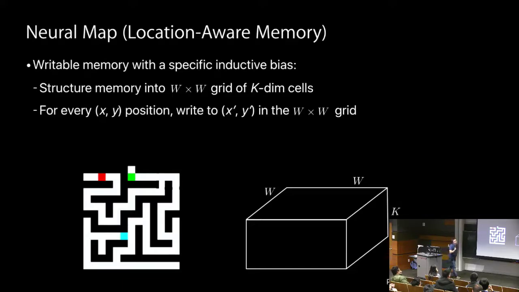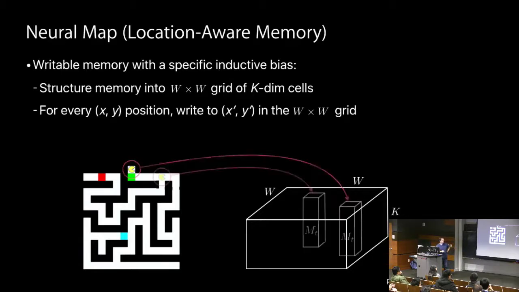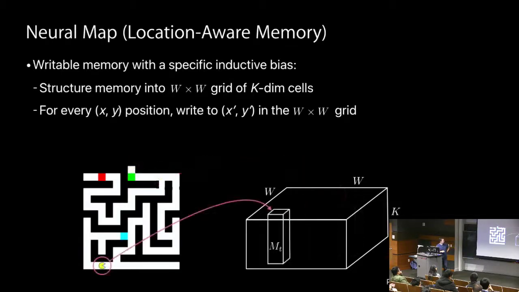So here you're making one fundamental assumption, which is you know the location of the agent. So if you're here, you're writing in this part of the memory. If you're here, you're writing in this part of the memory. Here, you're writing in this part of the memory, right? So here you're making an assumption. I'm going to show you some examples where we can relax this assumption, but the key assumption is that we know where we are.